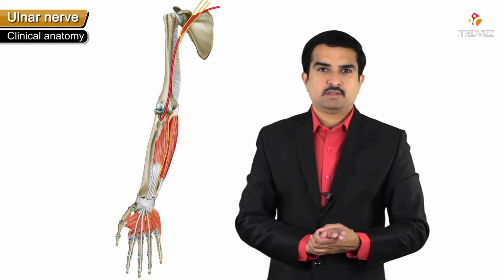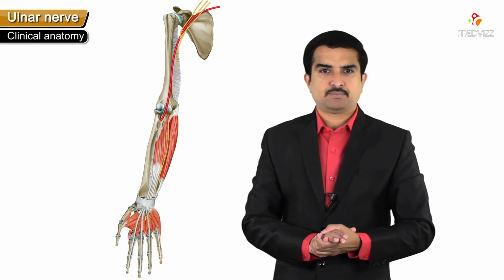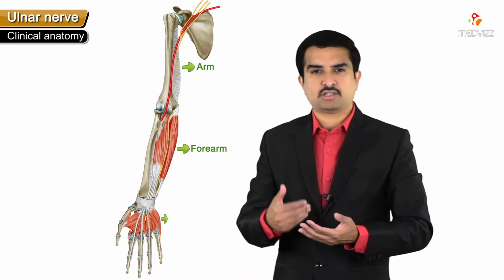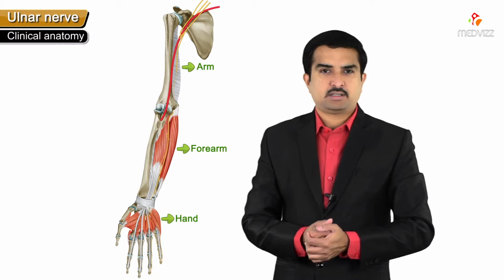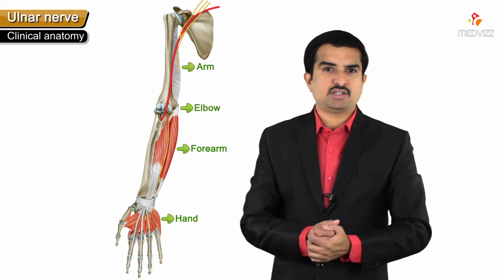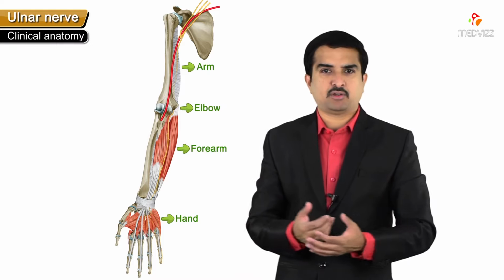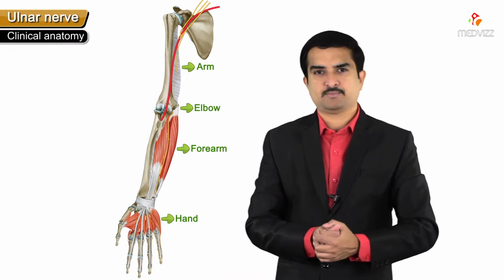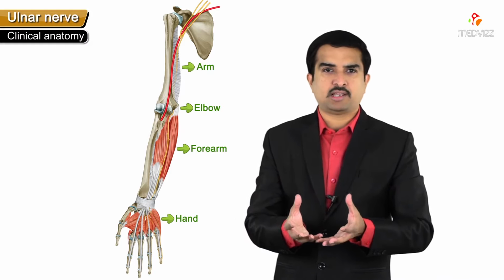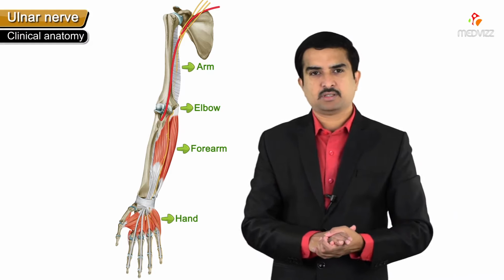Now let us focus on the clinical anatomy. Generally, injury to the ulnar nerve may be seen at the level of the arm, the forearm, or the hand, right? Or maybe at the elbow. But injuries at the elbow are most often seen, more commonly when compared to the hand or any other location. All these injuries are referred to in a common pool called ulnar neuropathies.